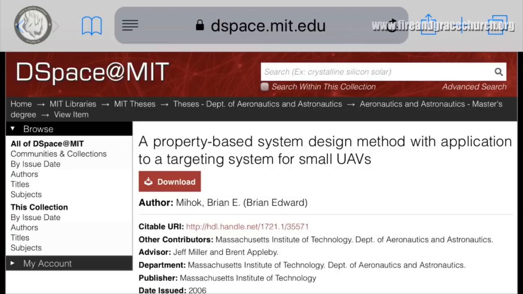What's this? dspace.mit.edu, right? Property-based system design method with application to targeting system for small unmanned vehicles. So this is a targeting system developed at the Massachusetts Institute of Technology. It tells you who the author of this is.